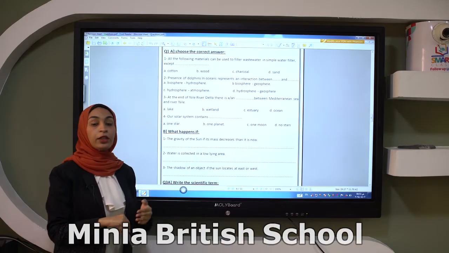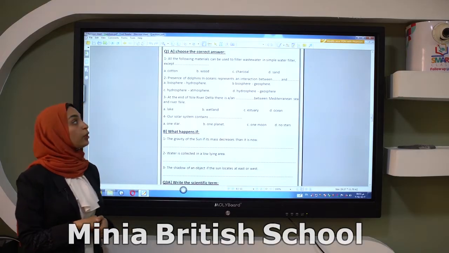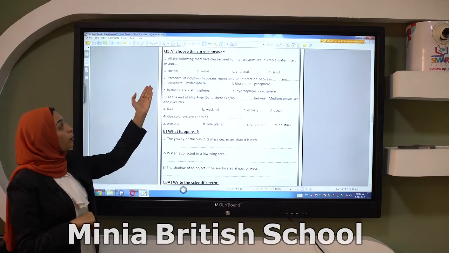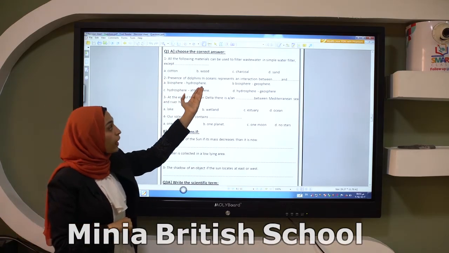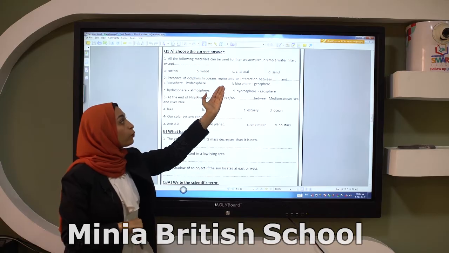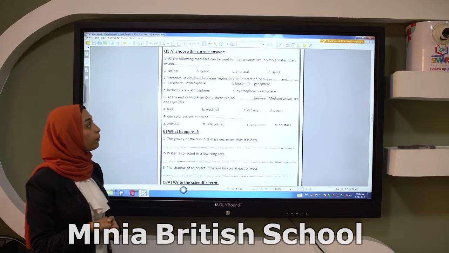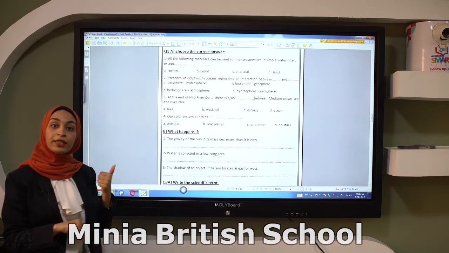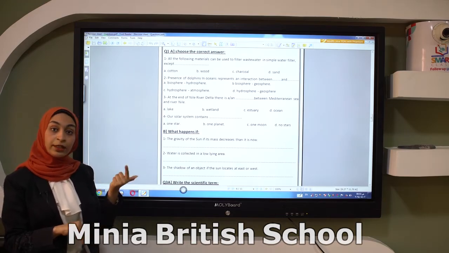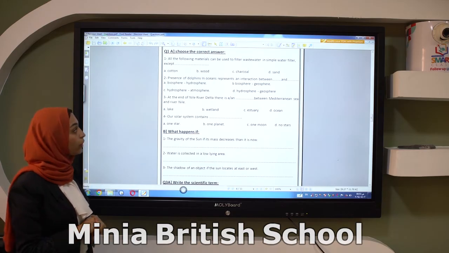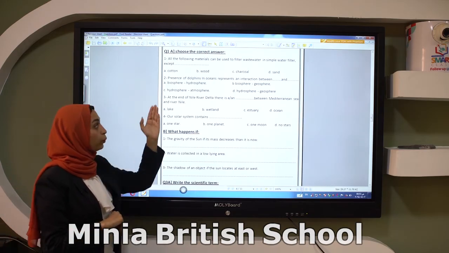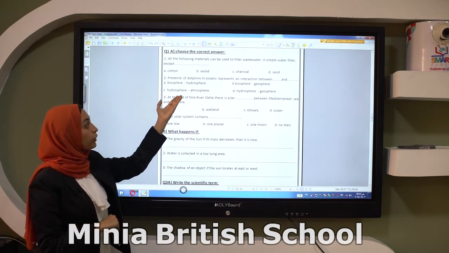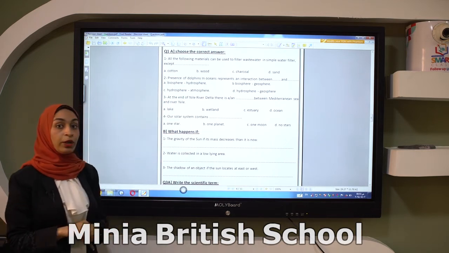As we see in the exam, starting with question 1, choose. Number 1, all the following materials can be used to filter wastewater in a simple water filter, except what? We said before that we can use sand, charcoal, excellent, and cotton. So the odd one out here will be the wood.